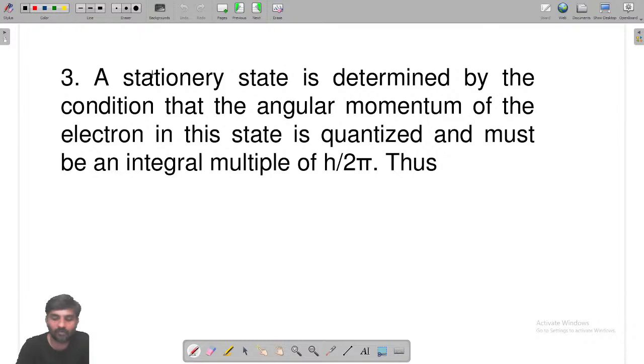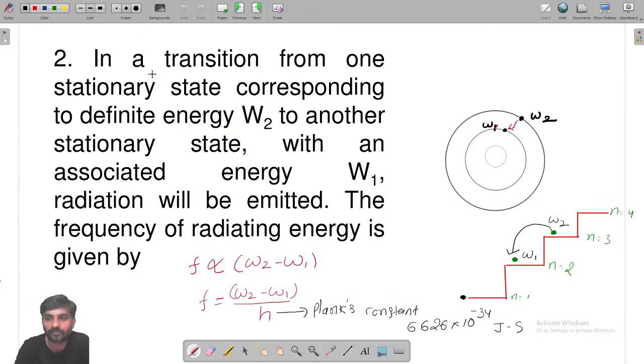We have discussed this. These are stationary orbits. This is one stationary orbit, and this is another stationary orbit.